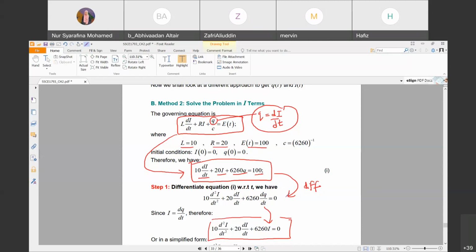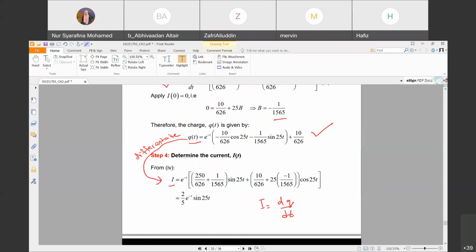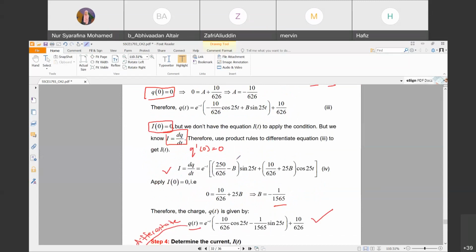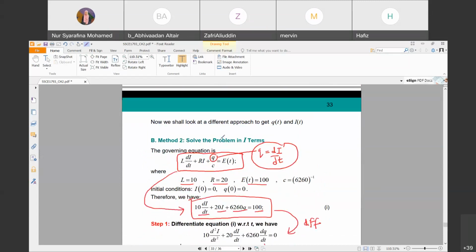Differentiate 100 equals 0. Oh, sorry, the other way around. I equals dq/dt.